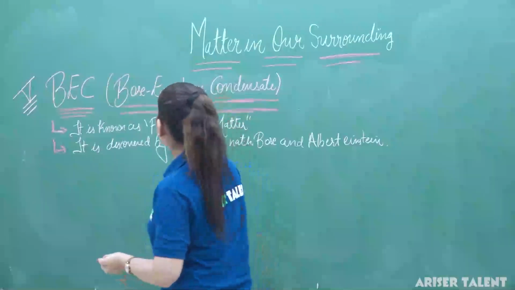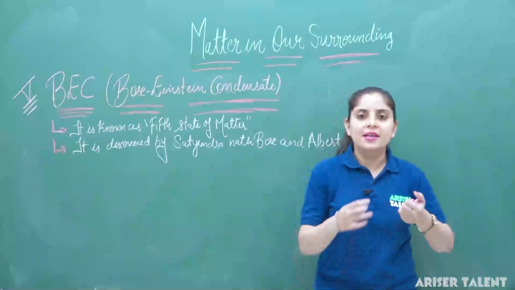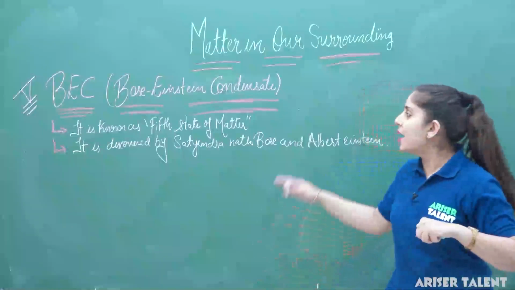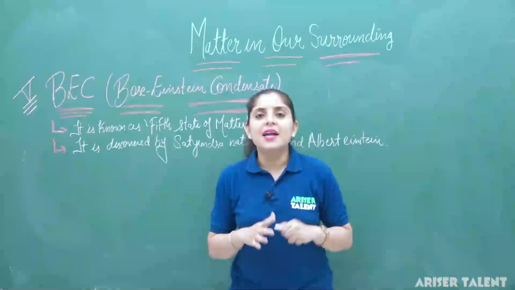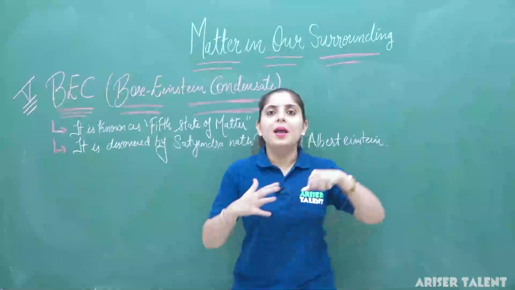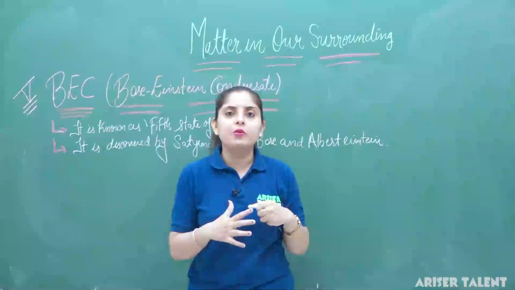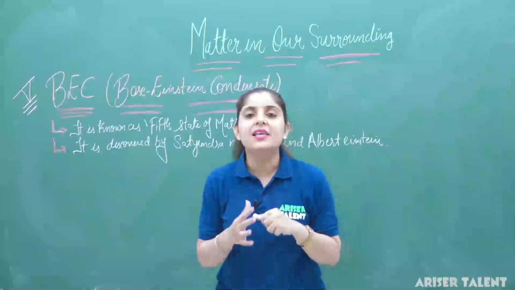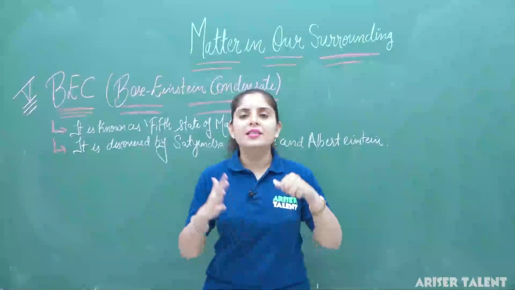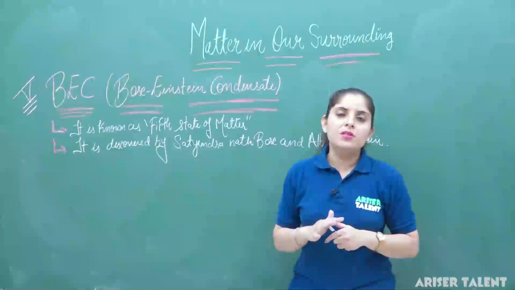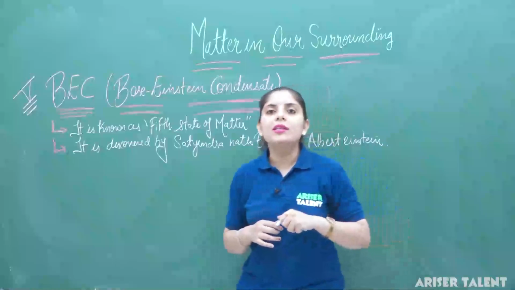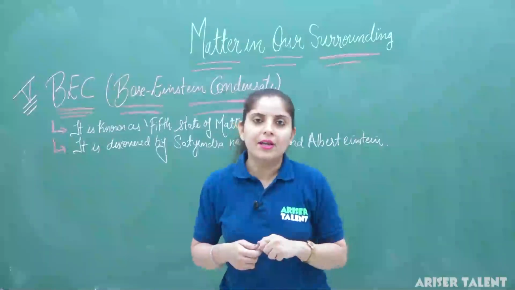Now what actually is this BEC, the Bose-Einstein condensate? These kinds of particles are obtained by cooling gases at a very low pressure. It means when absolute temperature is achieved, we will get particles having a very low density. These are termed as the Bose-Einstein condensate. So by cooling the gases, we can achieve the fifth state of matter.